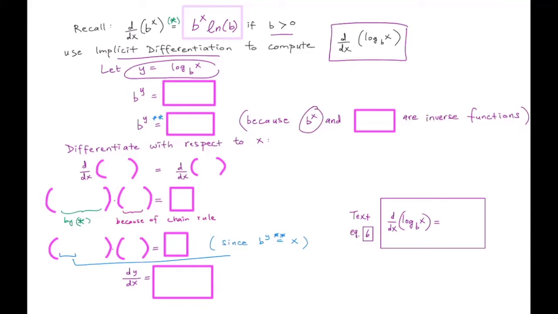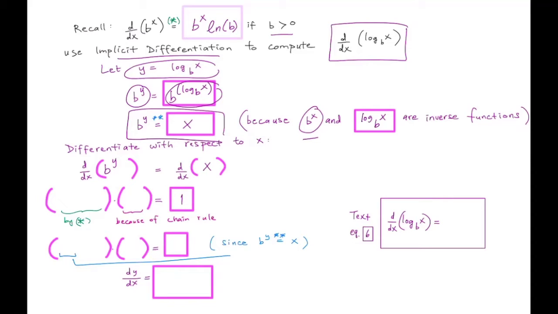So I take b to the y on the left and b to the log base b of x. So because b to the x and log base b of x are inverse functions, the right-hand side is equal to x. And I have this equality, which I will use later. So I'm labeling this with double star. Next, I differentiate with respect to x. So I take d dx of the left-hand side and d dx of the right-hand side. The right-hand side is equal to 1.